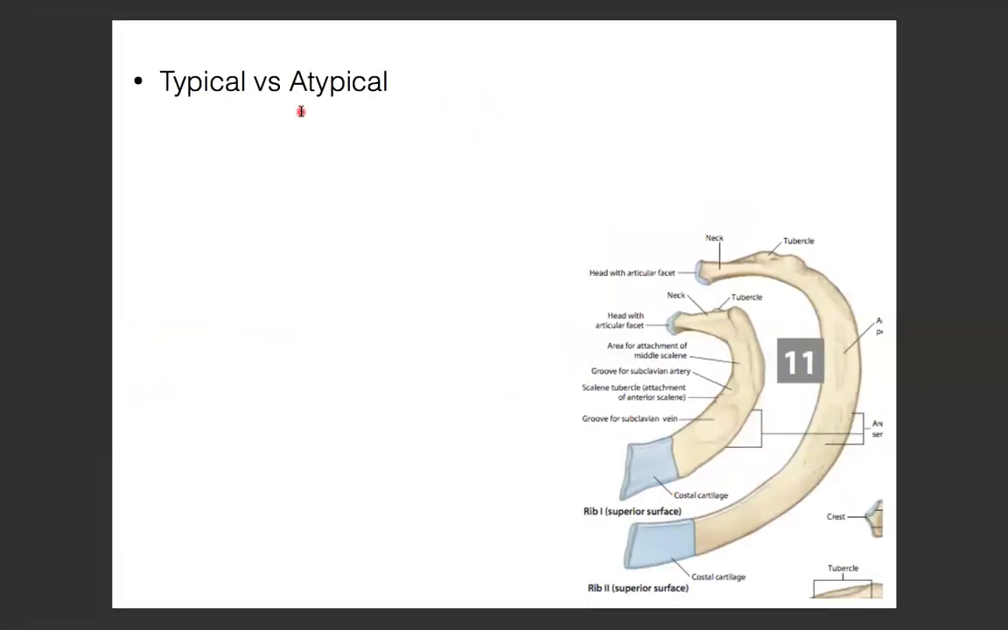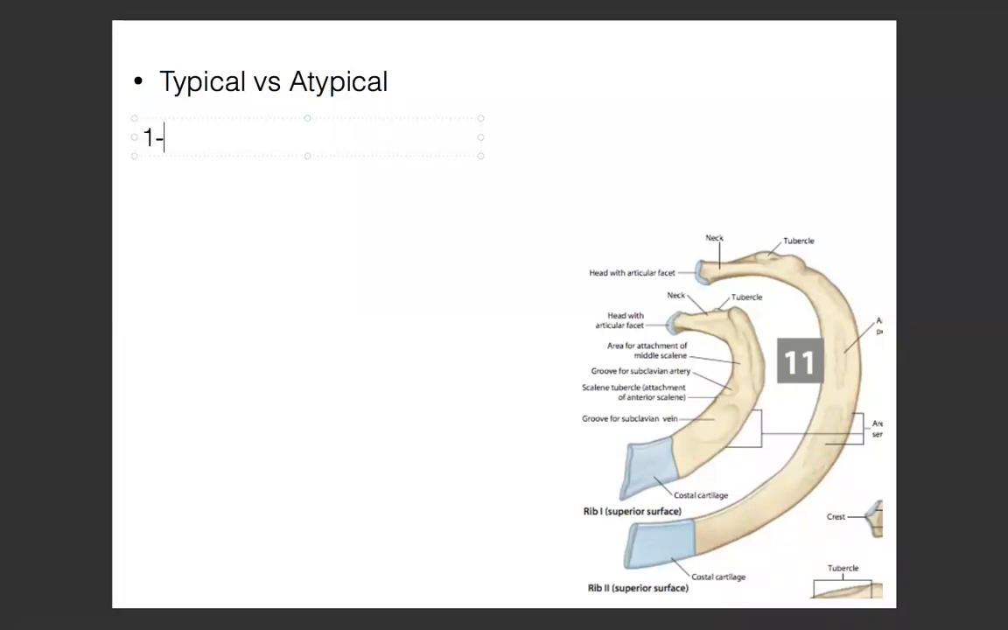The classification based on shape. When it comes to that, we refer to them as typical and atypical ribs. And this is where it's very confusing at first, and it takes time to memorize. Also, it's a very good area of questions sometimes.